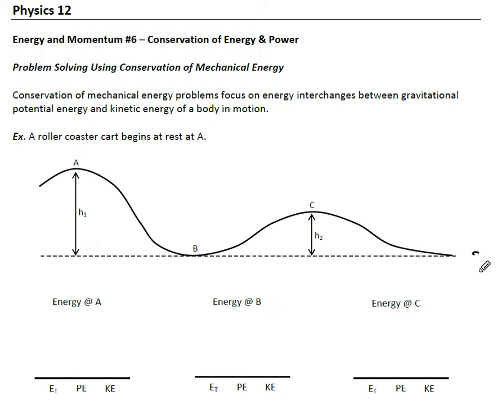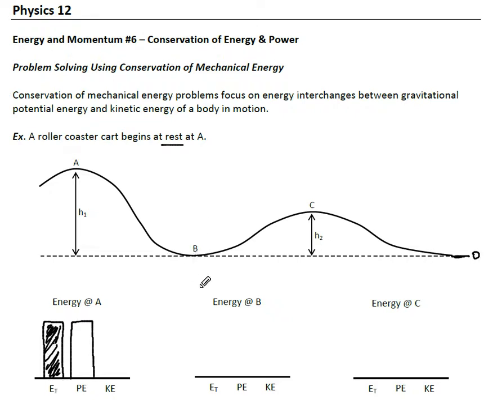So what we can see, it's easier to think of the bottom as our reference line. So I'm going to say that's our zero height. Right, that bottom line, zero height. So our total energy, at A, assuming the car is starting at rest, which it says in the question, initially there's no kinetic energy, so it has only potential energy. That means when we add up the potential and kinetic energy, our total energy is equal to our potential energy.